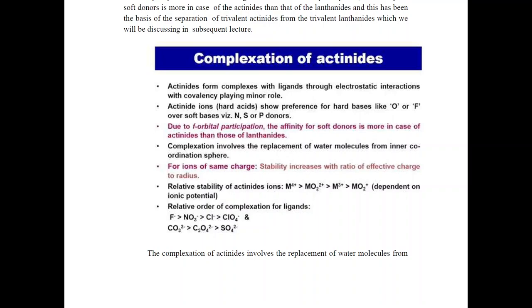Relative stability of actinide ions is M4+ greater than MO2 2+ greater than M3+ greater than MO2+, which is dependent on the ionic potential. Now, the relative order of complexation for ligands is first this, second this.